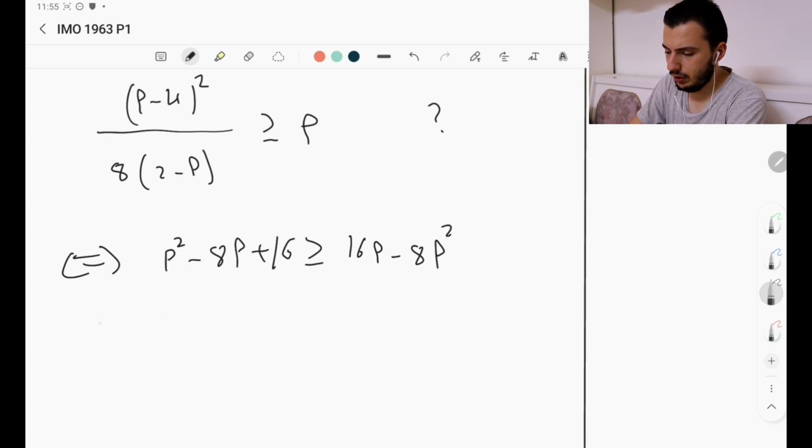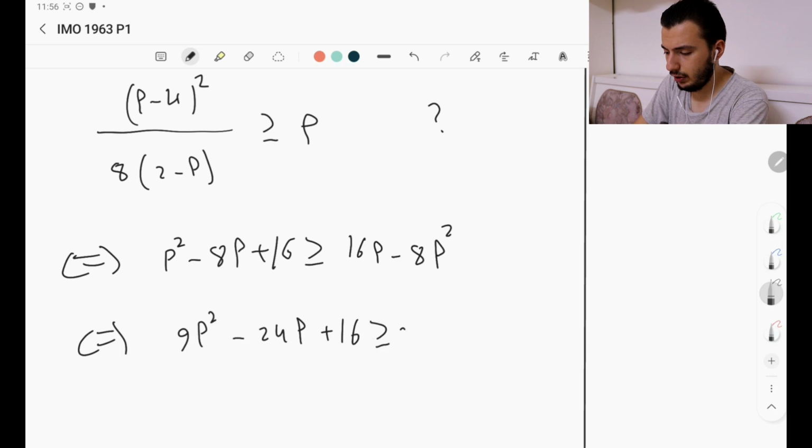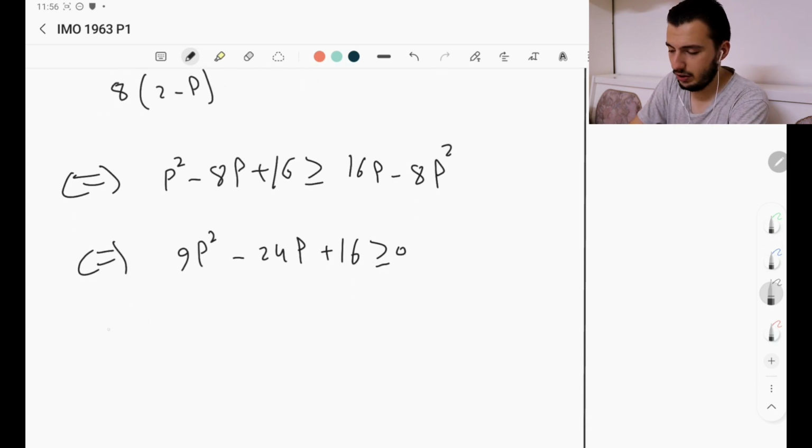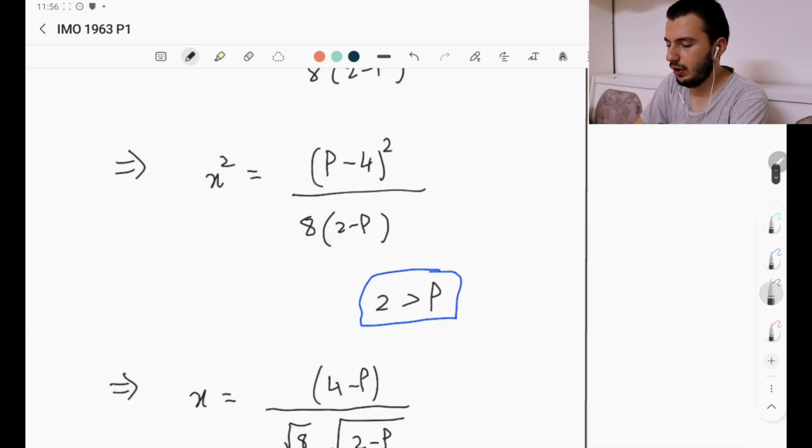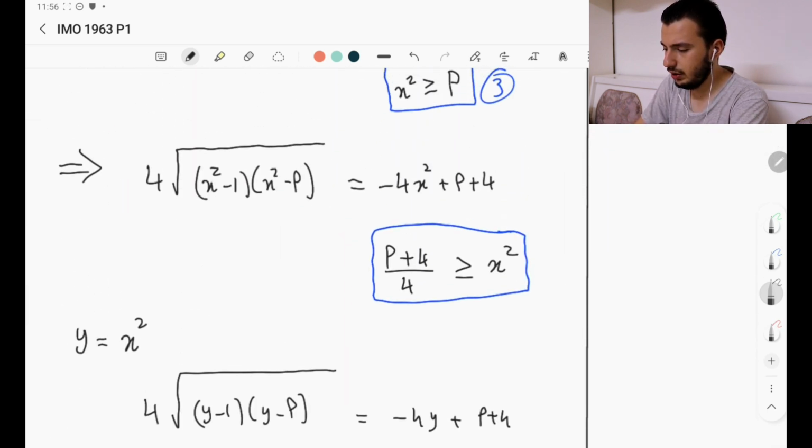Okay, so right now we have this is the same as 9p squared minus 24p plus 16 is greater than or equal to 0. Well, guess what? This is just 3p minus 4, squared, greater than or equal to 0. So yes, it works. So condition number 3 is checked.